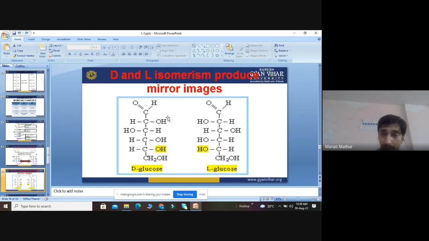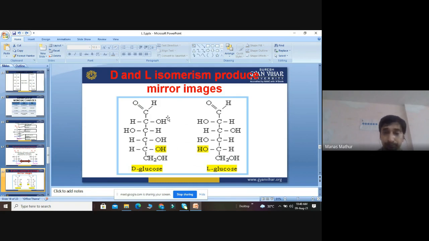Those compounds are functionally exactly the same, but structurally they are different. Why structurally different? Because they are mirror images of each other. So they will show D and L isomerism.